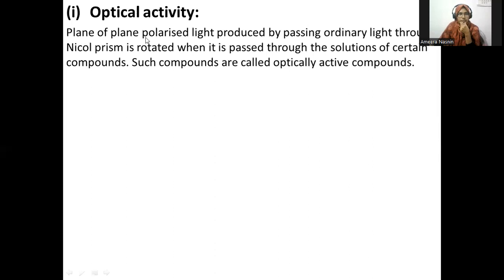The plane of plane polarized light produced by passing ordinary light through nickel prism is rotated when it is passed through the solutions of certain compounds. Such compounds are called optically active compounds. Okay, what was that? That sounds so complex, but the concept is actually quite simple.